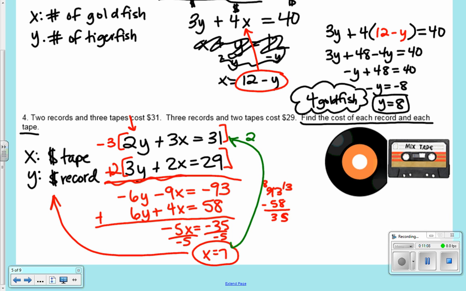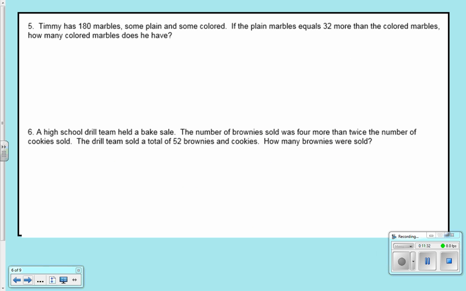So really I've got 2y plus 3 times 7 equals 31. So 2y plus 21 equals 31. Subtract 21, so 2y equals 10. So y has to be 5. Okay, so that means a tape is $7 and a record is $5. Alrighty, keep on going. Again, feel free to pause at any point and try these on your own. You have all the tools you need.